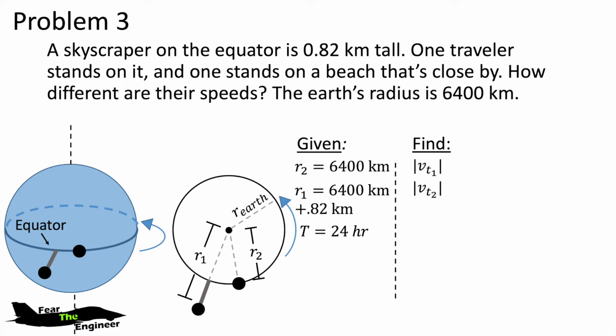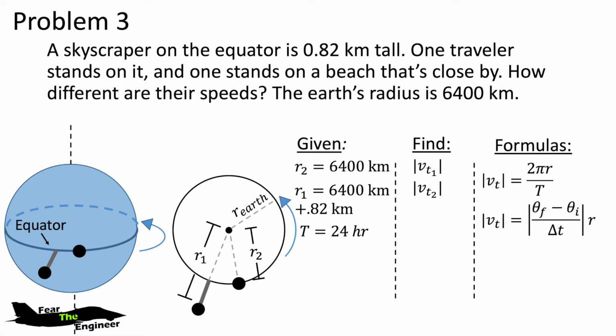Since the problem didn't say angular speed, we'll assume it wants the tangential speed. Let's figure out what formulas to use. Here are the formulas for tangential speed. Since we know the period t, the first one is a good choice. It says tangential speed equals 2 pi r over t.